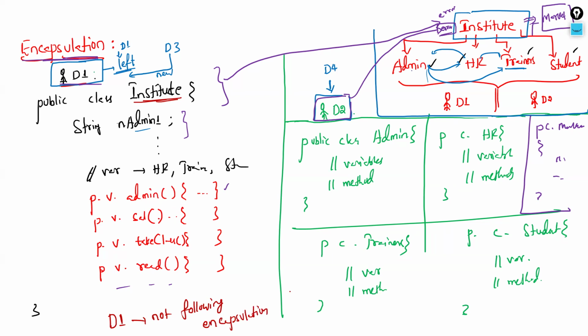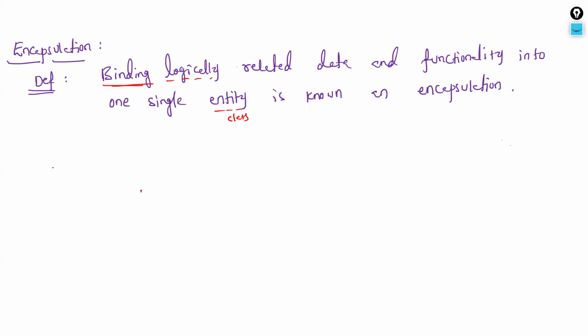Why is it not encapsulation? Because there are subdivisions for all these, and they are clubbed into one single entity, not logically related. Therefore, D2 is following encapsulation. Clear, guys? Then what are the advantages?